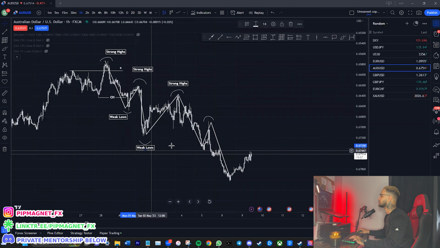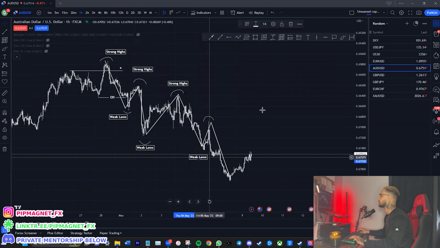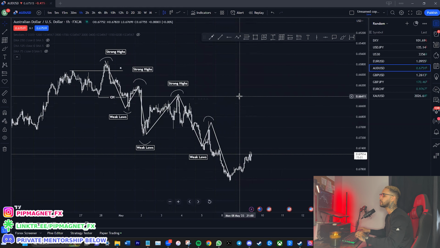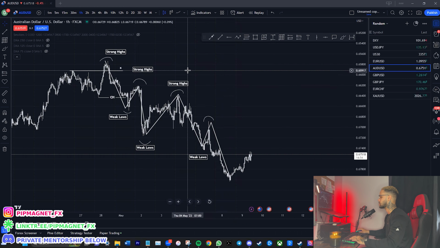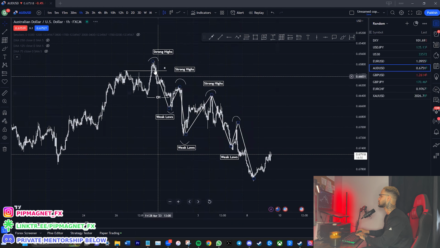So the weak areas in the market are areas that you would want to target, and the strong areas in the market are areas you would want to have your stop loss or a hedge order or any way to manage your risk in case the market changes directions, right? So it's important to note these out. This is just a simple downtrend.